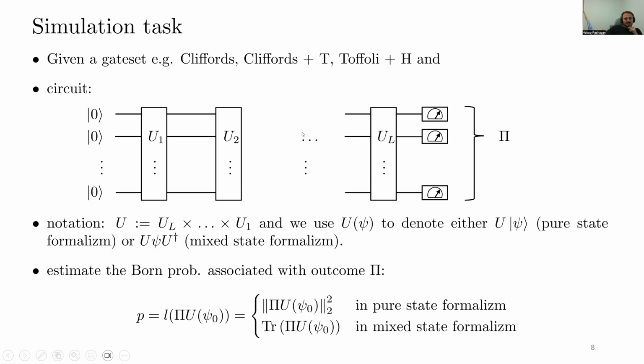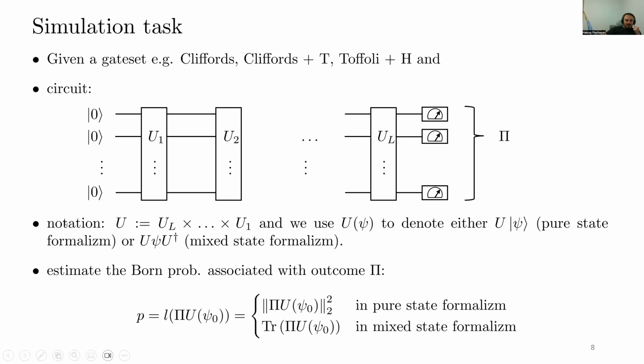Okay, so what is a simulation task? We'll be given some gate set, so maybe the Cliffords, maybe Clifford plus T gates, or Toffoli plus Hadamard, or whatever you like. And then we'll be given some circuit that starts with some initial state psi 0. Here I've just drawn the all 0 state. And then it gets acted on by a sequence of unitaries from the gate set. And at the end, we're measuring in the computational basis. And there's an outcome of interest that we want to compute the Born probability for, and there's some projector pi that's associated with projecting onto that outcome.